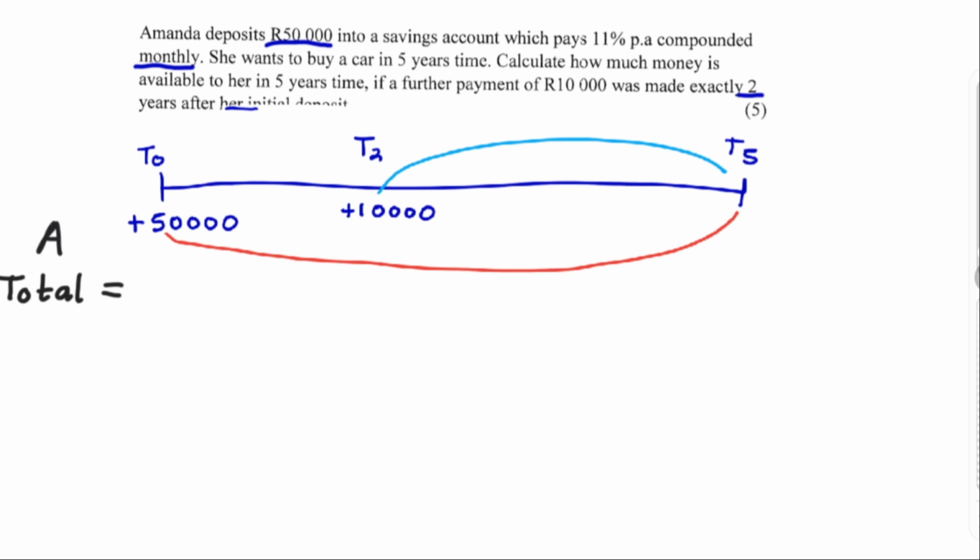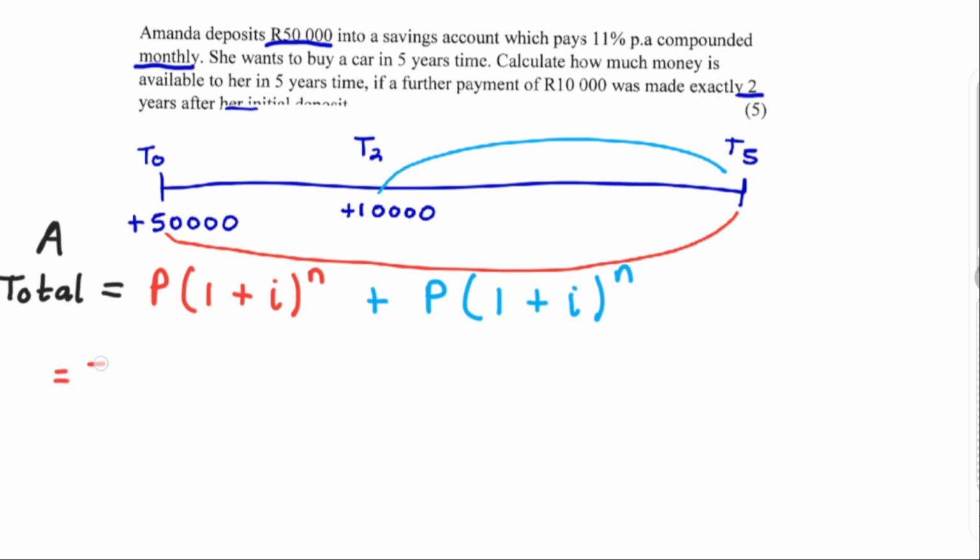will be equal to the accumulated amount. It's the first payment, which is P into (1 plus i) to the power n, and then we add that with the 10,000 rand, which is P into (1 plus i) to the power n. And now we can do our substitution.